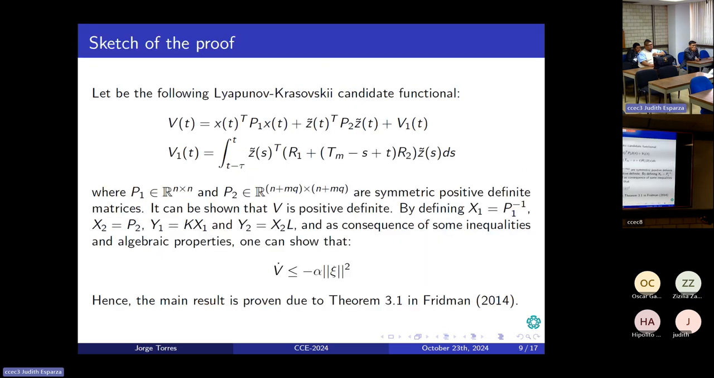The main idea of the proof of this result is to use some theory of Lyapunov-Krasovskii candidate functionals. The following Lyapunov-Krasovskii candidate functional is in fact positive definite. And by defining the following chain of variables, and as a consequence of some inequalities and algebraic properties, we can show that the derivative of this Lyapunov-Krasovskii candidate functional is negative definite. So by theorem 3.1 of this book, we can prove the main result.